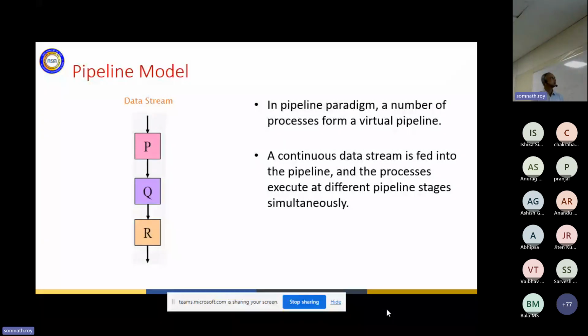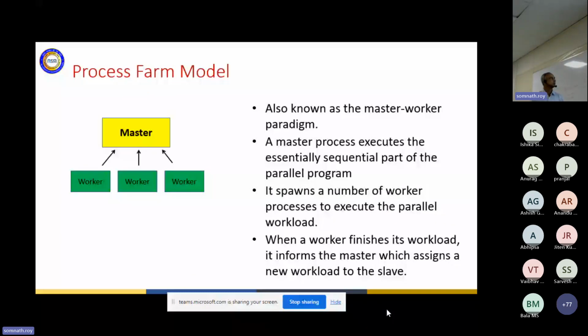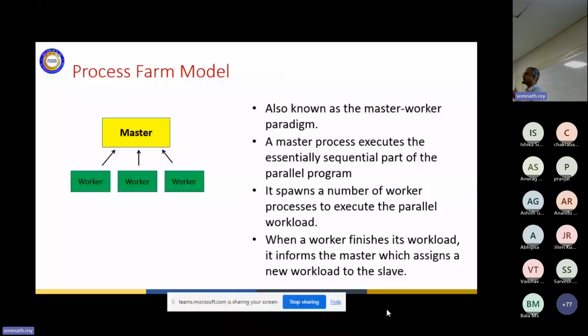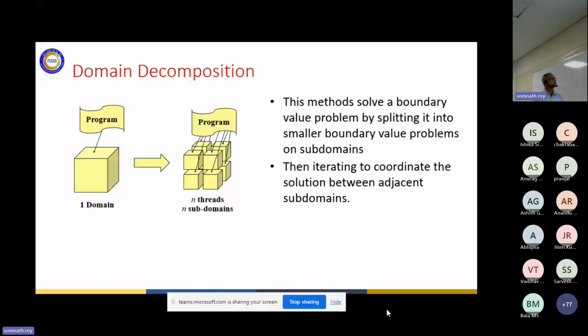Another is the process farm model, which is similar to this model, except that you have only two levels: one master and multiple workers. The example that I gave in the morning, 1000 processors, one master and 999 workers. Each one of them takes the task given to it and returns the output to the master. Then there is domain decomposition. This is useful for matrices, multi-dimensional matrices and so on.